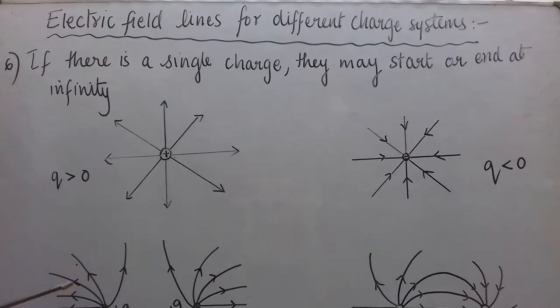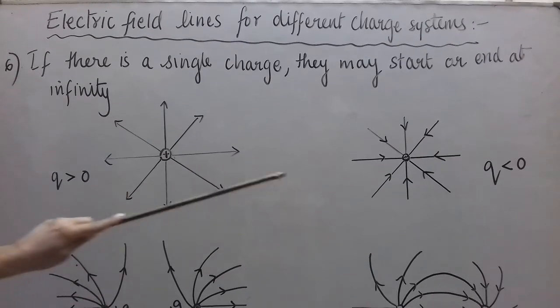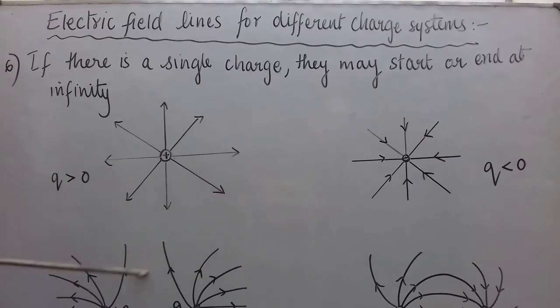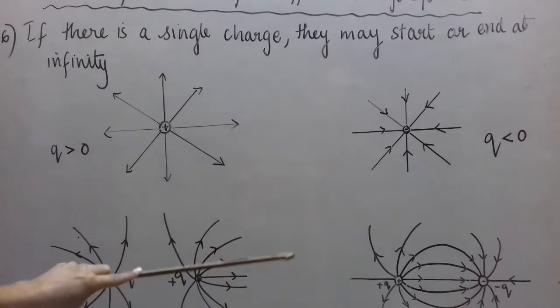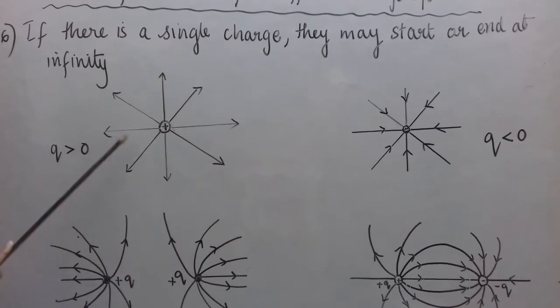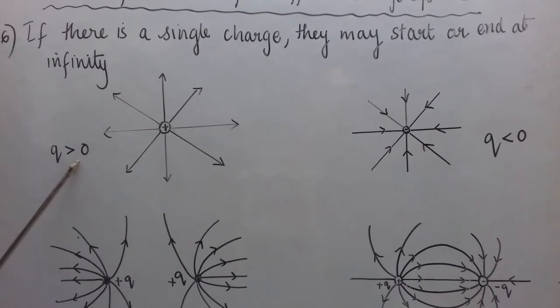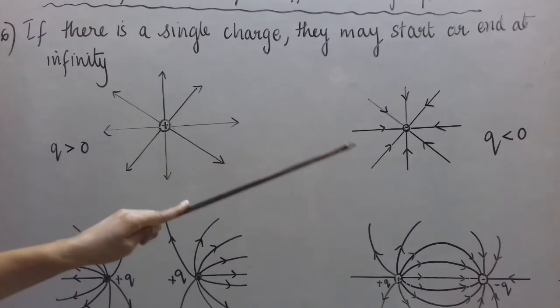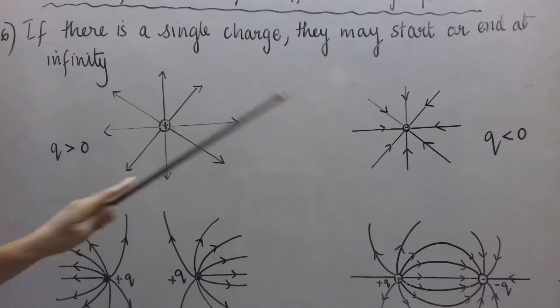So wherever the lines are closer, see in this case I have drawn these four diagrams. What are they? They represent electric field lines or electric field. Here we have an isolated charge, a single point positive charge, so Q is greater than 0. There we have a point charge Q which is less than 0, meaning a negative point charge.